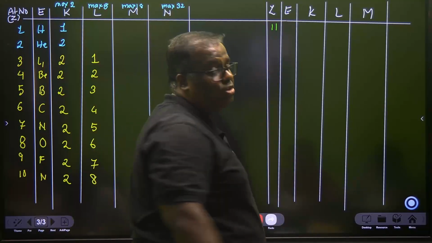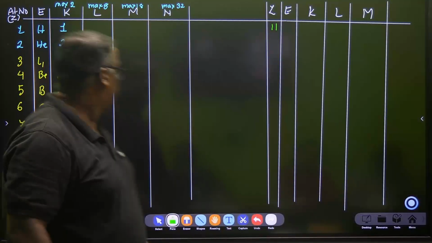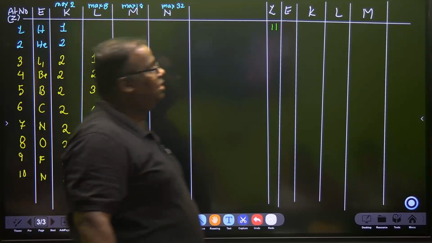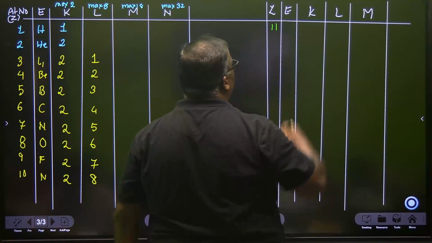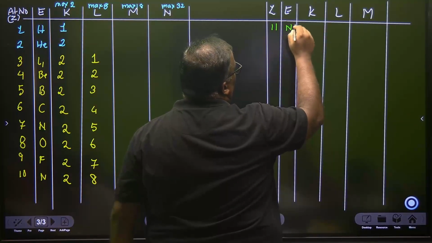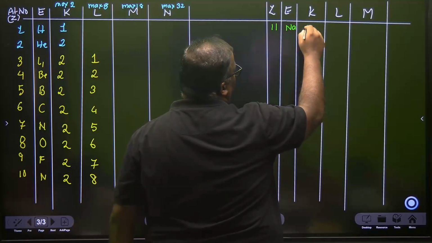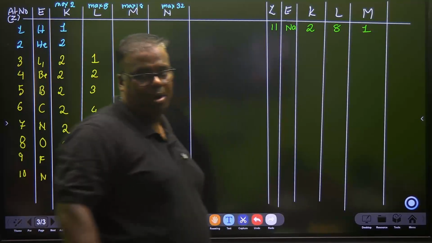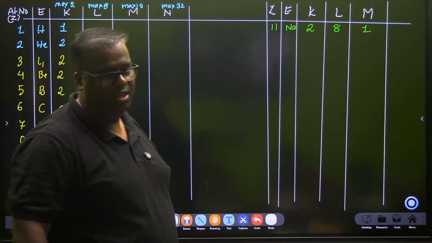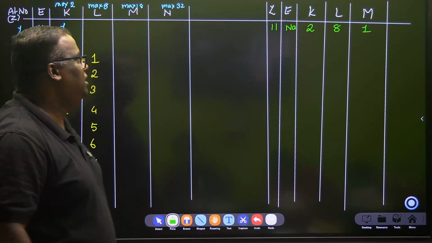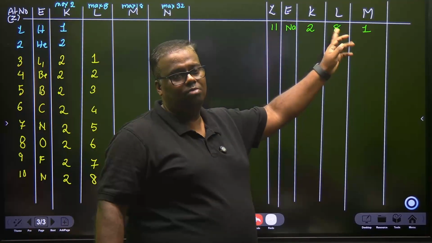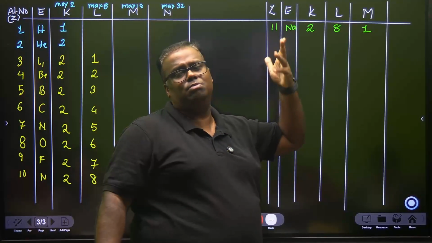Why 11? Because we have started period 3. These were all in period 2, period 1. Now period 3 has started, so period 3 starts with 11. The name is sodium. Sodium has got 11: 2, 8, 1. Now a very interesting thing. Why did you not make this one 9? Because the rule is L can maximum have only 8.